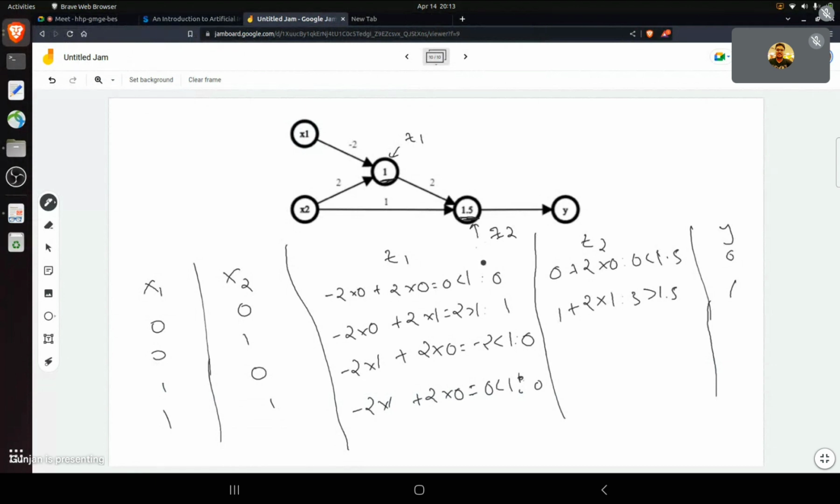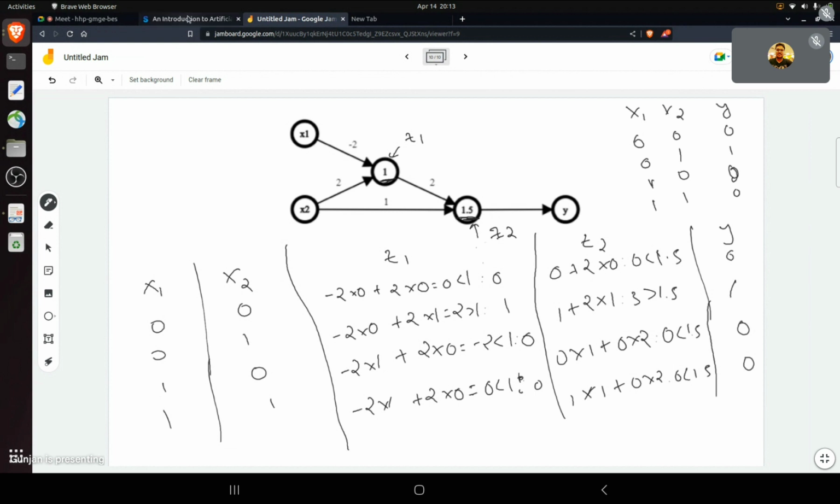Okay. So then this becomes 0 into 1 plus 0 into 2, which is 0, which is less than 1.5. So this is 0. And then this is 1 into 1 plus 0 into 2, which is 0, which is less than 1.5. So this is 0. So what is the truth table that we got? We got x1, x2 as 0 0, 0 1, 1 0, and 1 1, and y we got as 0, 1, 0, and 0.